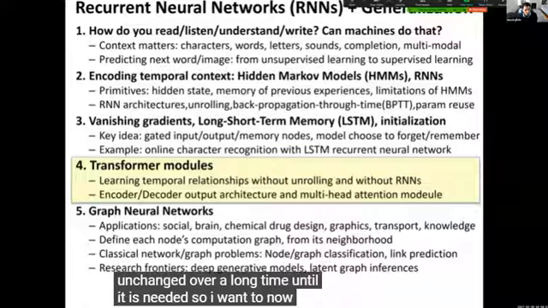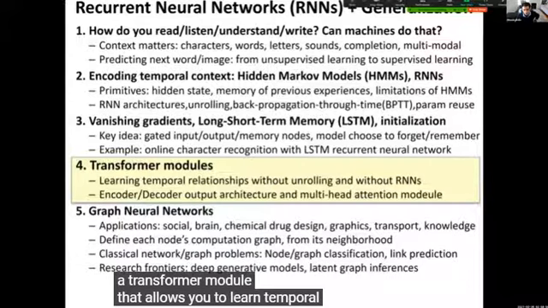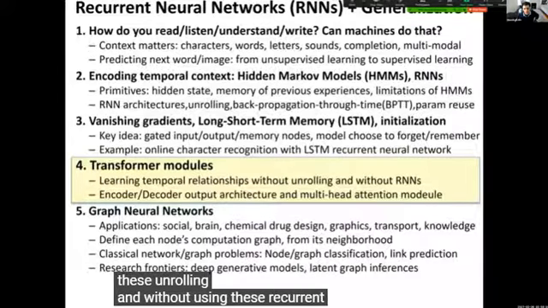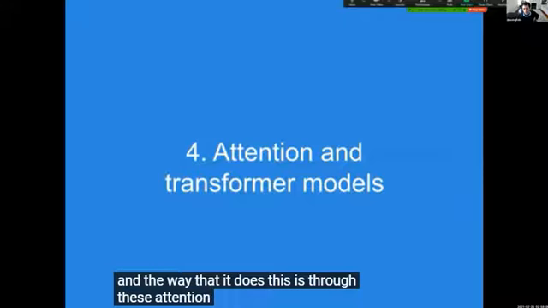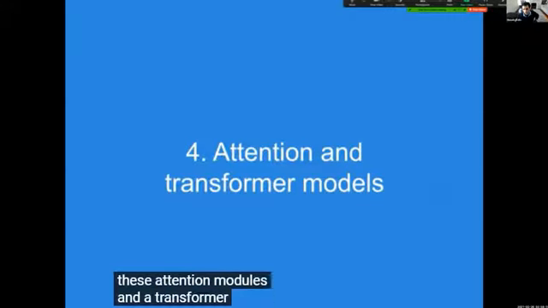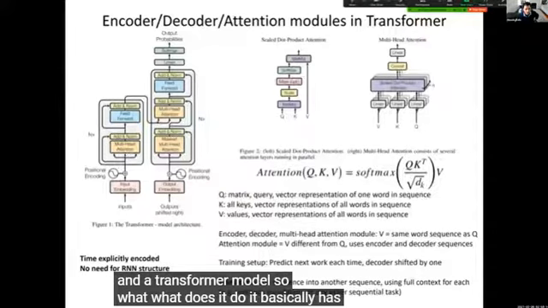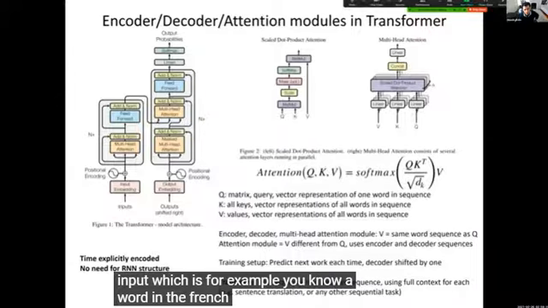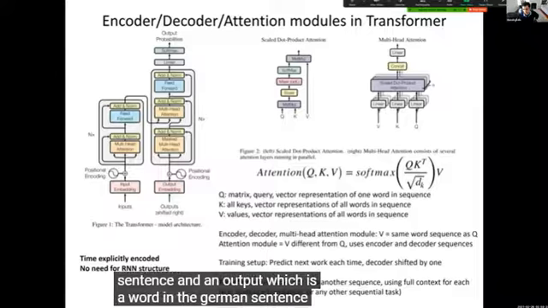I want to now switch to a very cool new development, which is a transformer module that allows you to learn temporal relationships without all of this unrolling and without using recurrent neural networks. The way that it does this is through attention modules in a transformer model. So what does it do? It has an input, which is, for example, a word in the French sentence, and an output, which is a word in the German sentence.